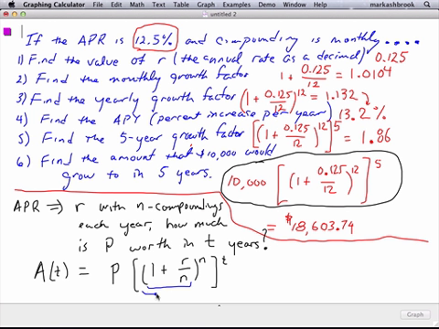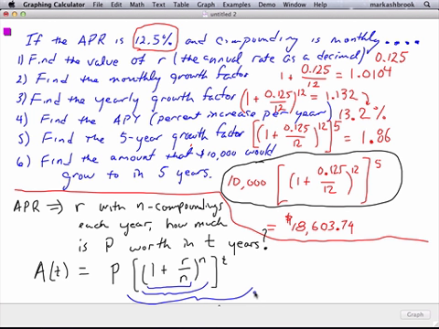Okay? Then what about this? If we raise that to the n, that's the annual growth factor. That's what we multiply our money by to get how much money we'd have one year later. And then the whole thing in brackets to the t.